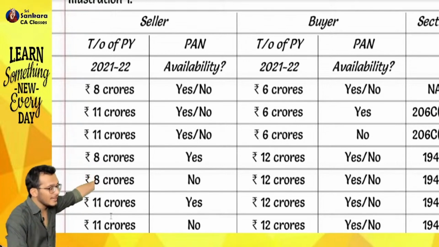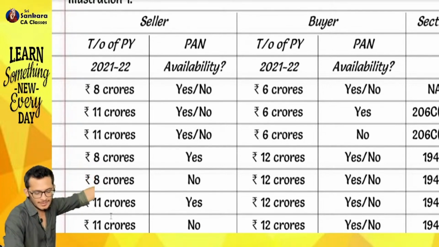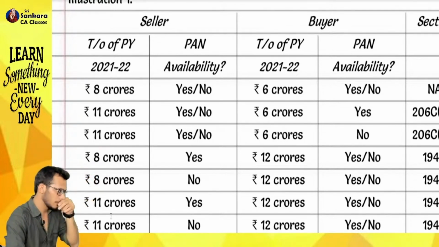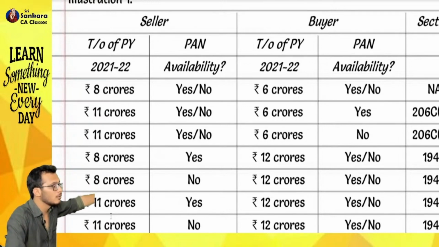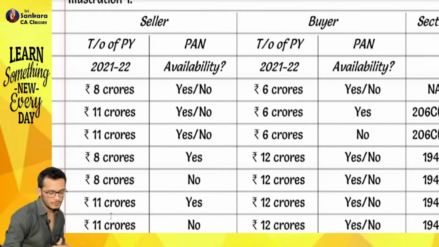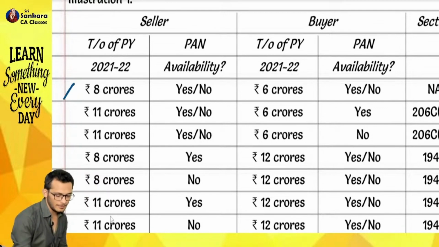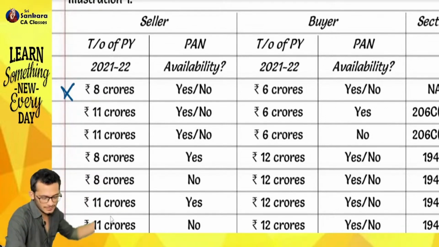Seller's turnover is given as 8 crores. Buyer's turnover is given as 6 crores. Will 194Q apply? For 194Q, we check the buyer's turnover, which should be more than 10 crores. So no. Will TCS apply? No, nothing will apply. Both turnovers are less than 10 crores. Got the format? Let's understand the next one.